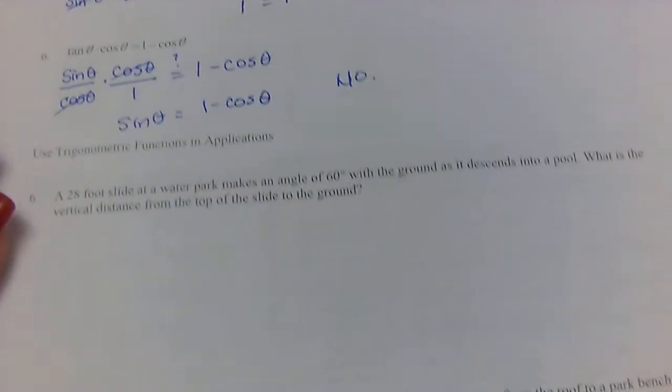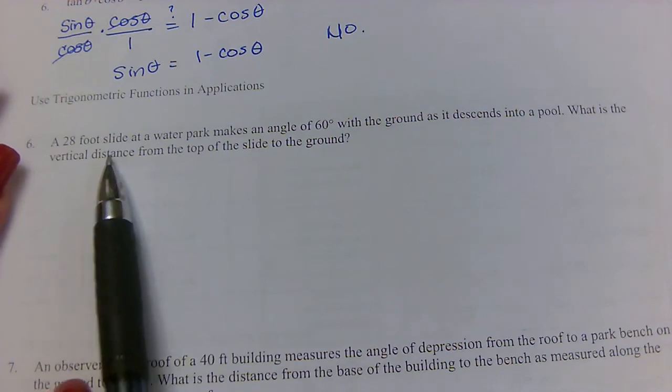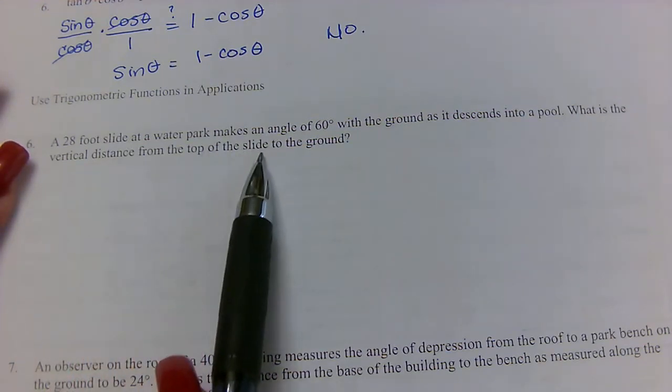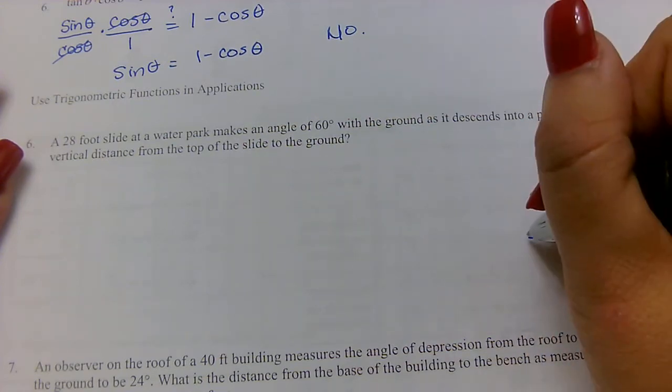All right, let's go ahead and look at the last 2 problems. Number 6, a 28-foot slide at a water park makes an angle of 60 degrees with the ground as it descends into the pool.